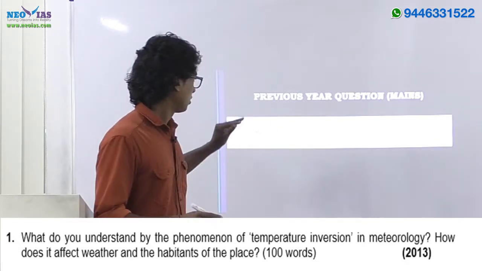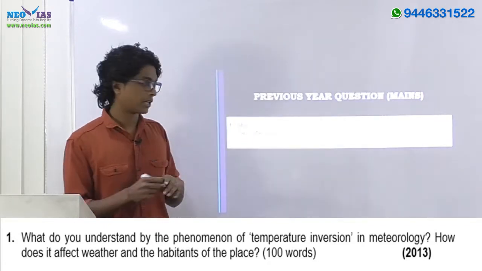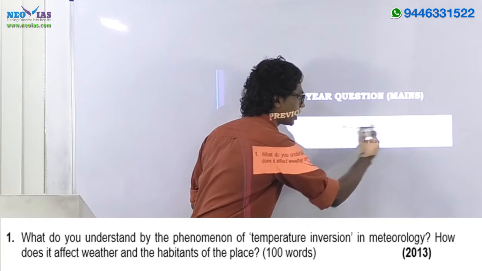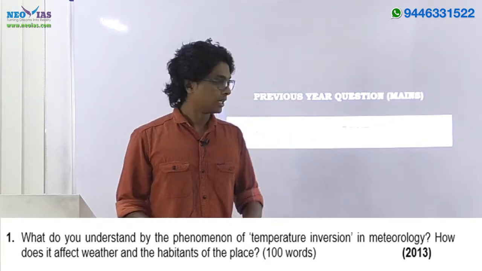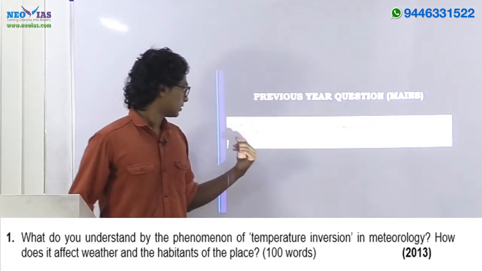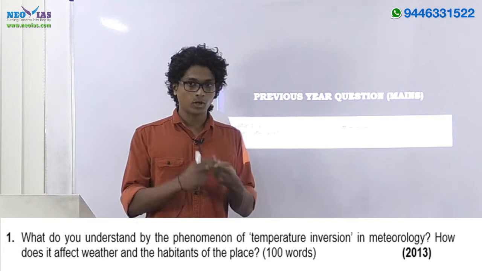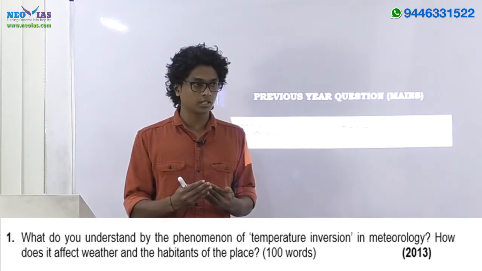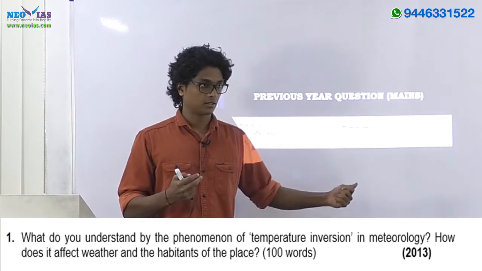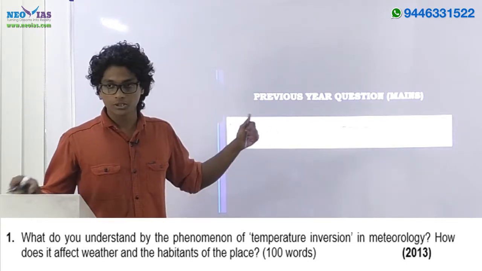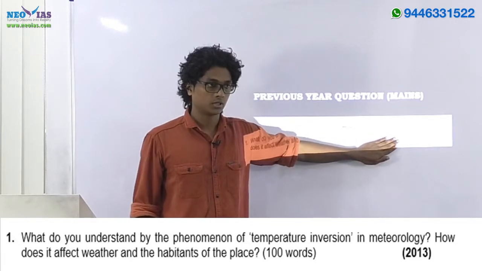Break down the question and first of all try to understand what is being asked there. In this question, which are the parts you need to address? One, what is temperature inversion, right? So how will you start your answer? By saying what is temperature inversion. Then the next thing to address, how does it affect weather and inhabitants of the place. So one part is dealing with what is temperature inversion, and the other part is dealing with its effects. Okay, so this question is not a 200-word question, rather a 100-word question.